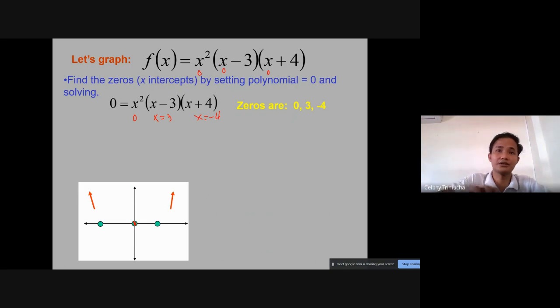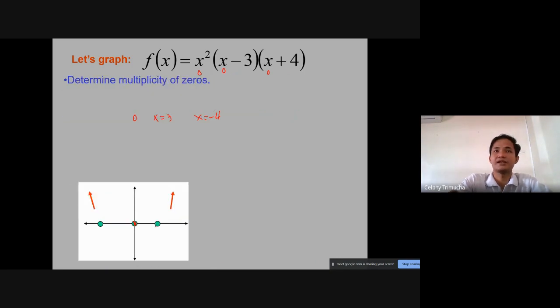So kung i-plot natin, we have this one x is equals to negative 4, this one is x is equals to 0, this one is x is equal to positive 3. Next, determine the multiplicities of 0.